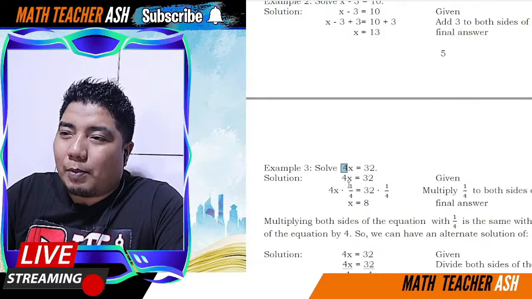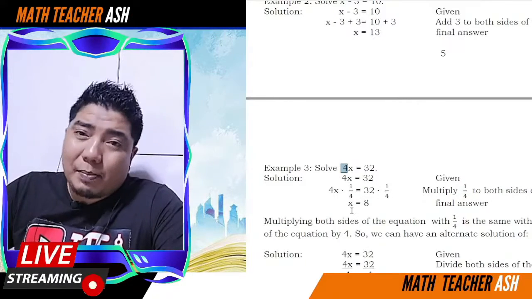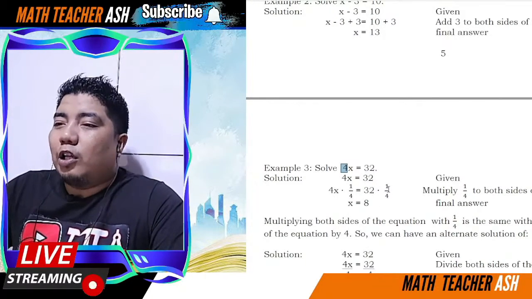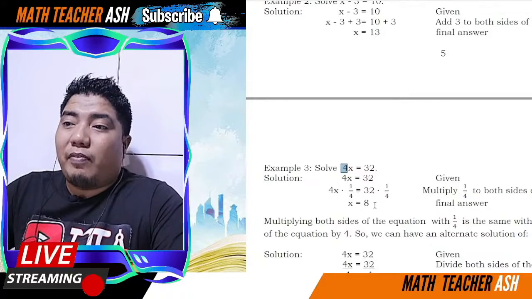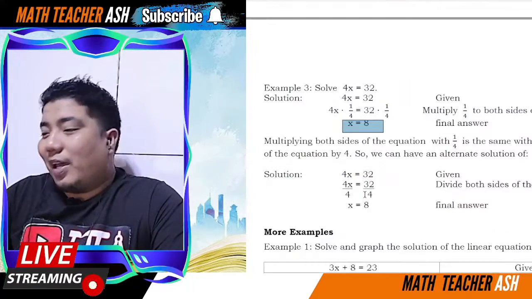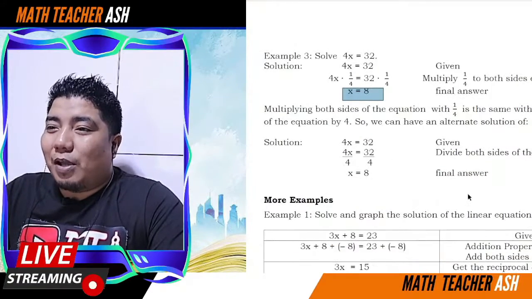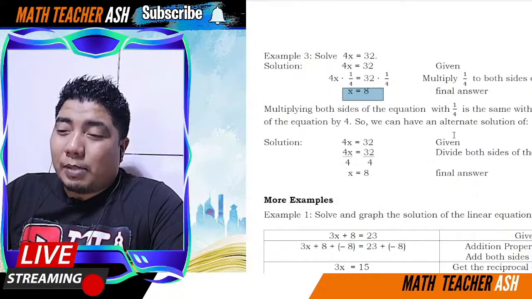Okay? Kasi 4 times 1/4 is 4 over 4, which is equal to 1. 1 times x is x. Alright. 32 times 1/4, that is 32 divided by 4, that is 8. And this will be your final answer. Okay? Easy, right? Easy lang talaga, my dear math learners. Okay, but there are also other ways na mas madali na lang ito.